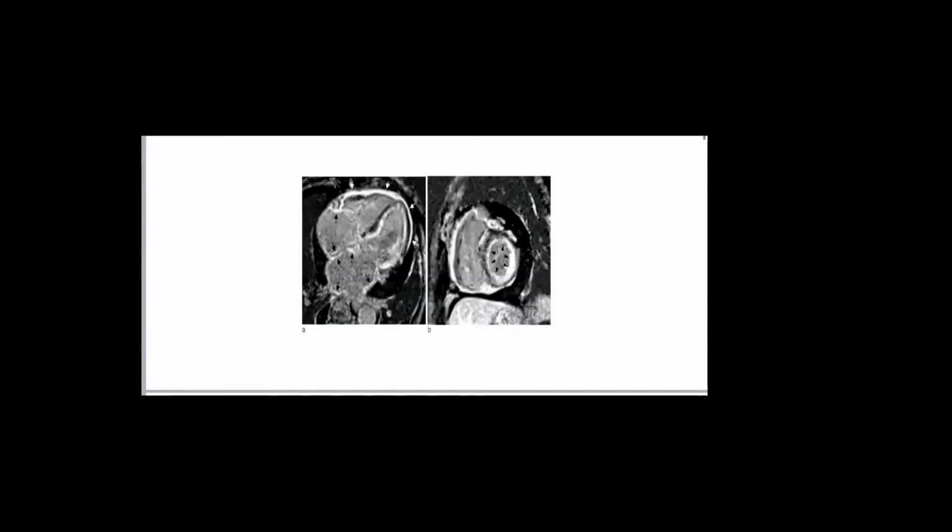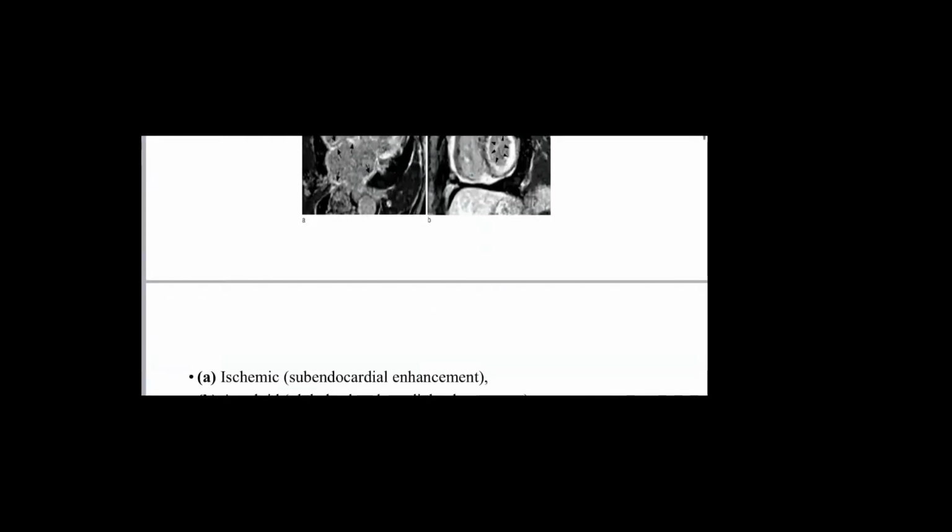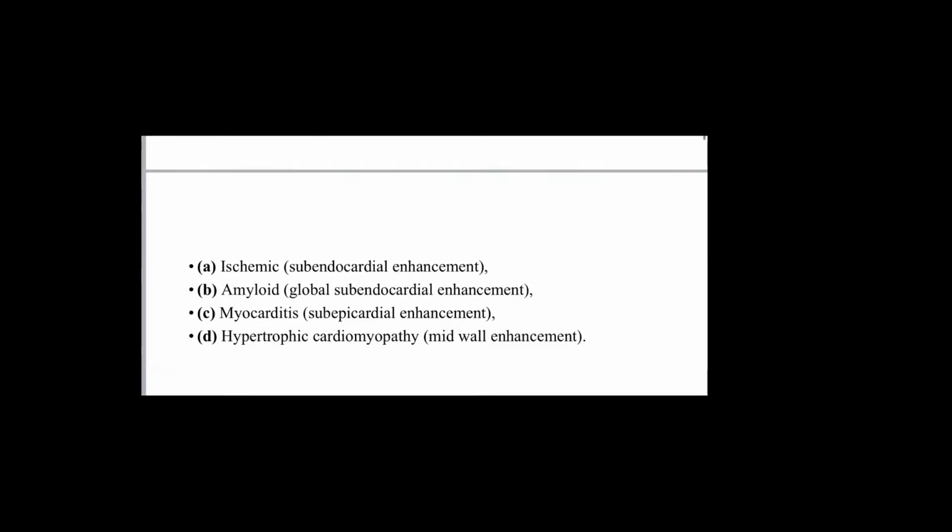Okay, let's go further. Now, what do you see here? I'm showing you arrows. That is cardiac MRI. This cardiac MRI is showing you an abnormality, and I want you to guess what it is. Is it ischemia, amyloid, myocarditis, or hookup?